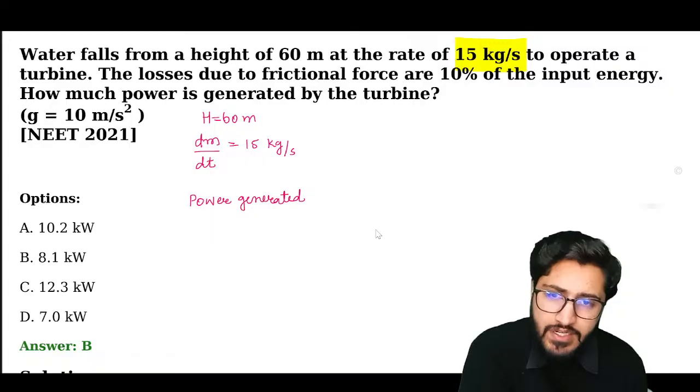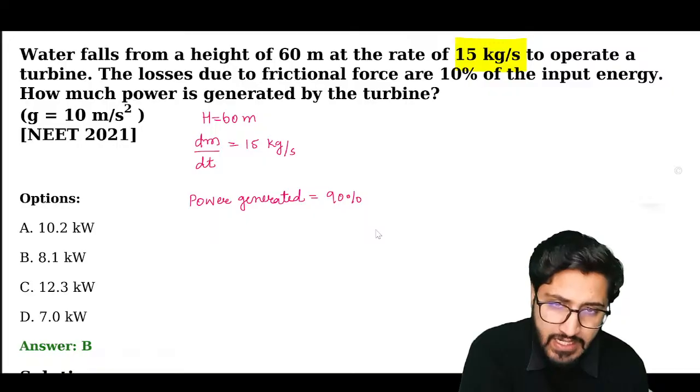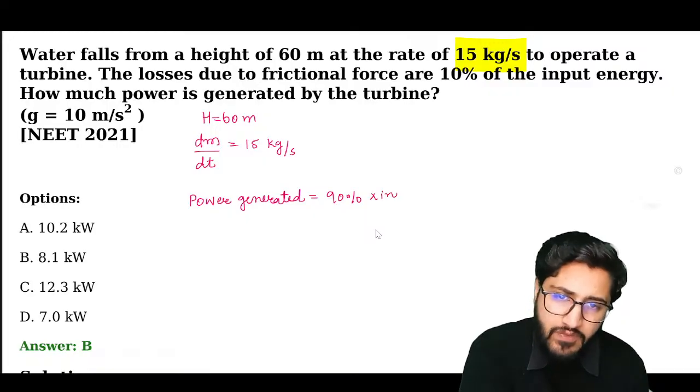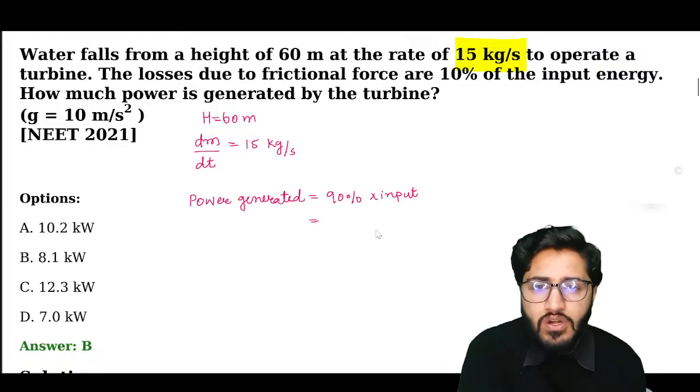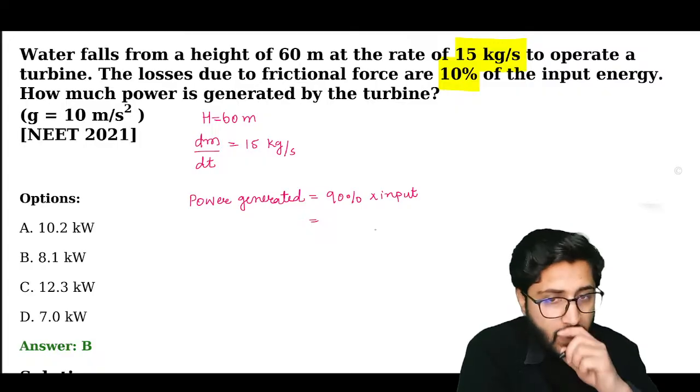It gets generated by only 90% of input. 90% multiplied by the input that we are giving to it. Why? Because 10% gets wasted in fractional loss. It is fractional 10% loss here, or 90%. But we have to find out the input also.